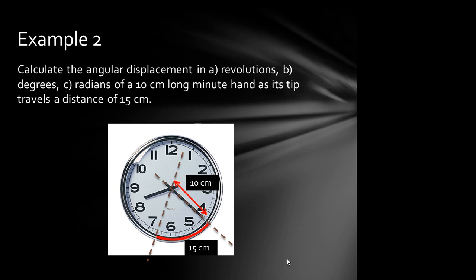So let's consider this clock with an arm of 10 cm. That's roughly the size of your classroom clock. If the arm is 10 cm and the arc that the arm translates for this particular change in time looks like 15 cm, can we calculate the angular displacement of this movement in revolutions, in degrees, and in radians?